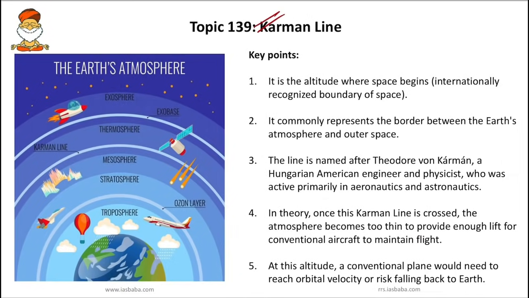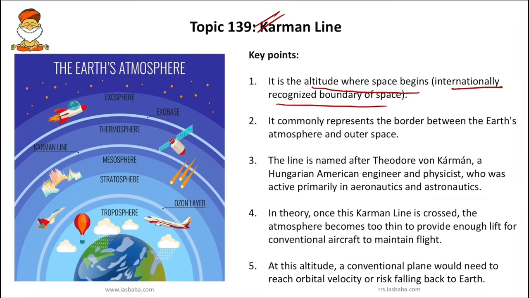So the next important topic is the Karman line. This Karman line was again in the news. It is the altitude where space begins, around 100 km high, and it commonly represents the border between the Earth's atmosphere and outer space. It is an internationally recognized boundary of space.